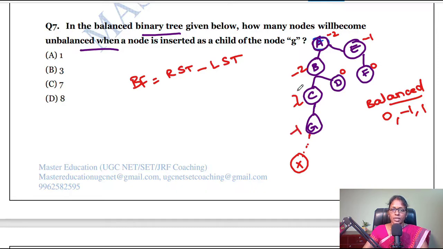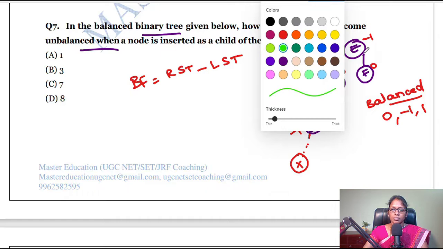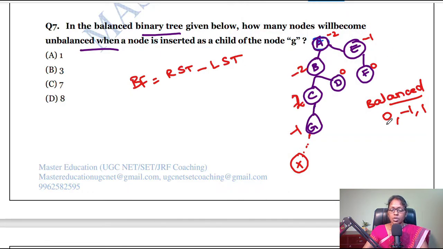So how many nodes are unbalanced? The question is how many nodes are unbalanced. Those whose factor is not 0, minus 1, or 1 are called unbalanced. So minus 2 is one unbalanced node, this is also one unbalanced node, and this becomes unbalanced as well. The 0 balance factors are balanced, minus 1 is balanced, and this is also balanced, and this is also balanced.